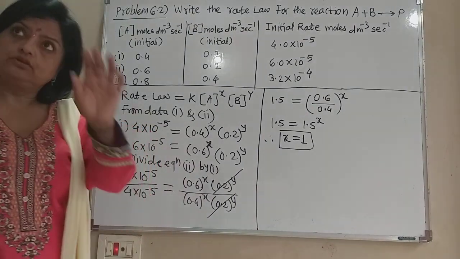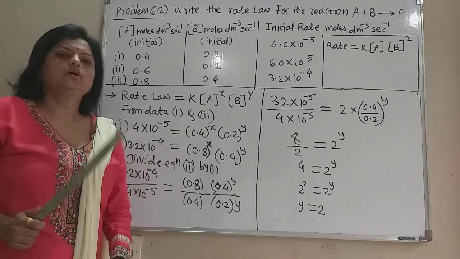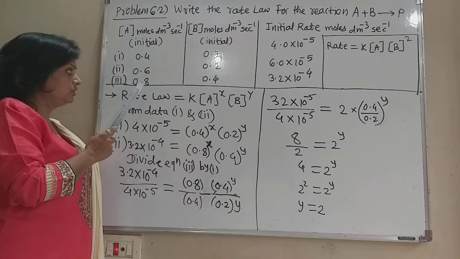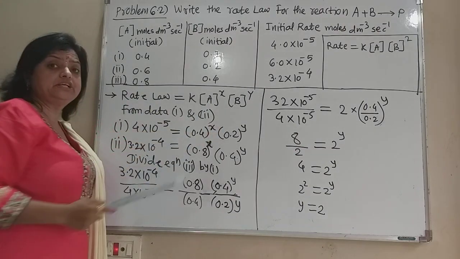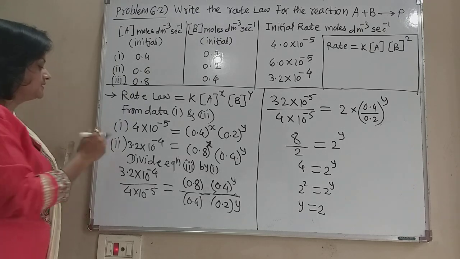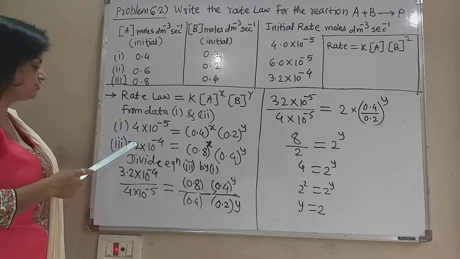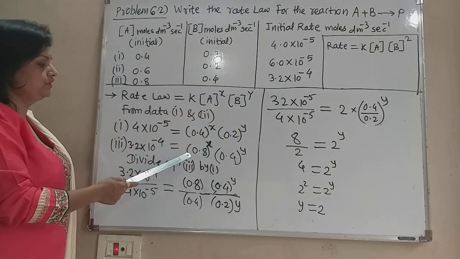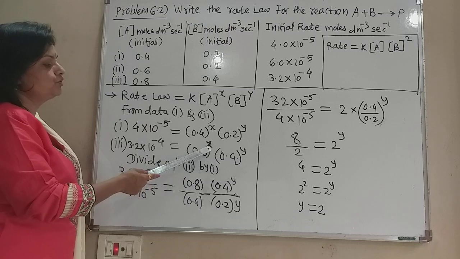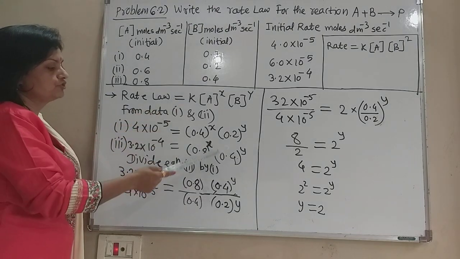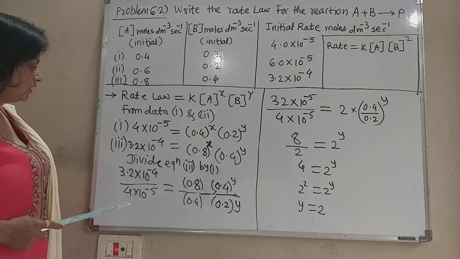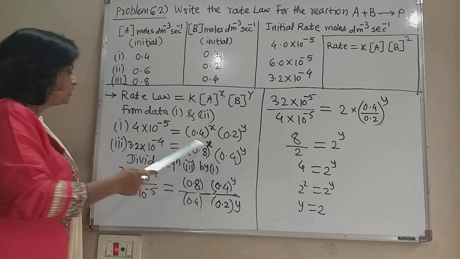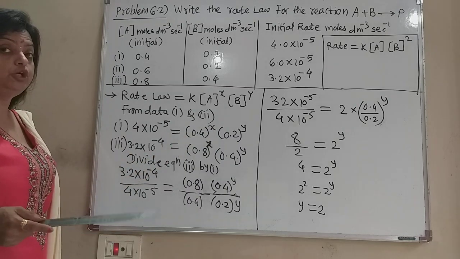Now we have obtained x equal to 1. From this data, equation 3 becomes like this. The initial rate is 3.2 × 10^-4, equal to the initial concentration of A, 0.8^x, and the initial concentration of B, 0.4^y. The first equation stays as it is. Now divide this third equation by equation 1 to obtain the value of y.